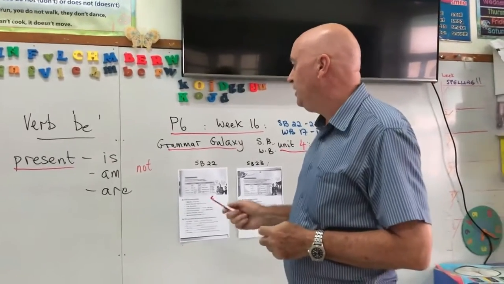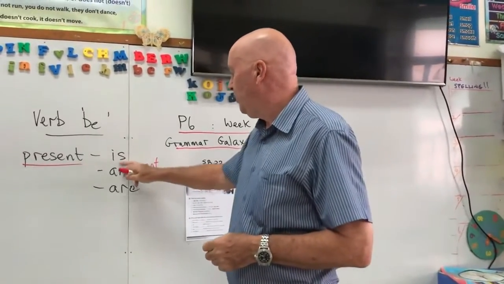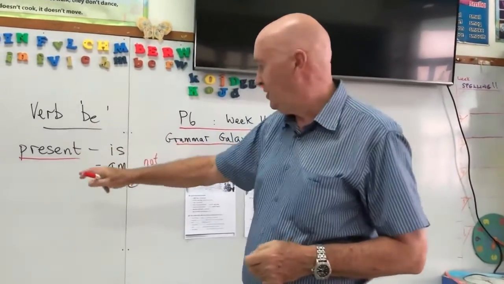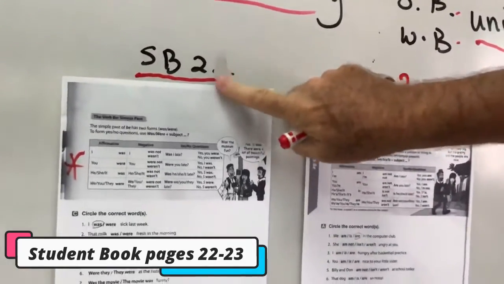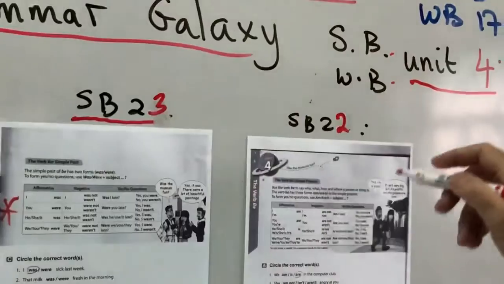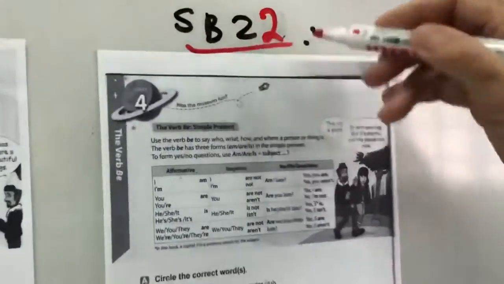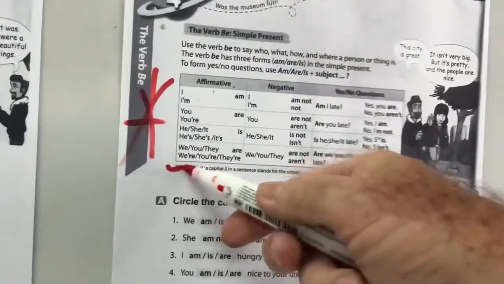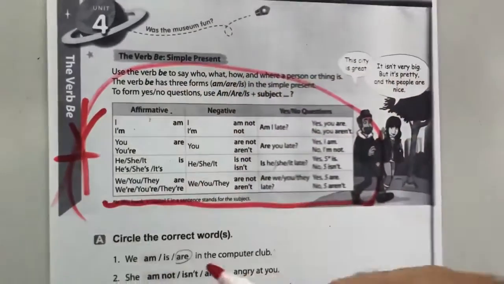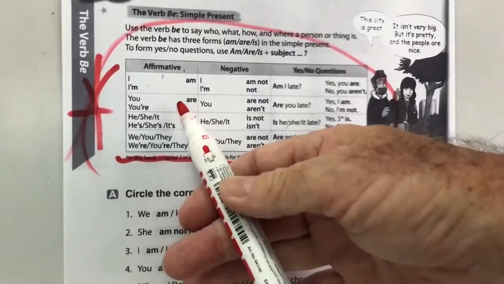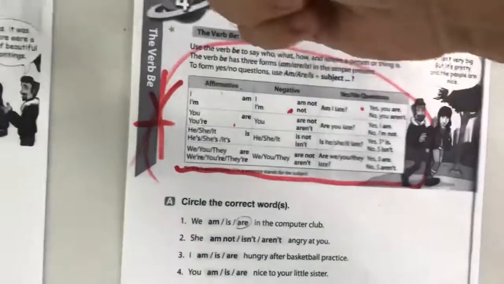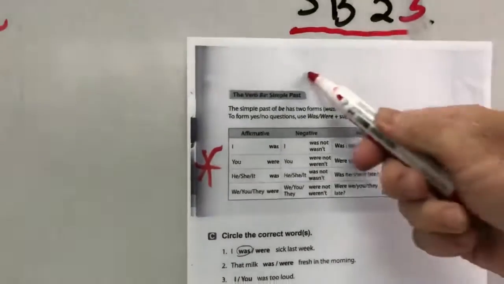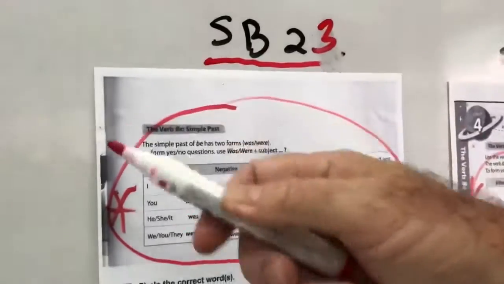Okay? And if we want to make a question, we put the verb be first. It always goes first to make a question. Sorry, this is 22 here. That's 22. That one is 23. So at the top of student book 22, you've got everything we need to know about the present of the verb be: how to say yes, how to say no, how to make a question. And then student book 23 tells us the same, but it talks about the past tense of the verb be. So let's go over here and have a look.